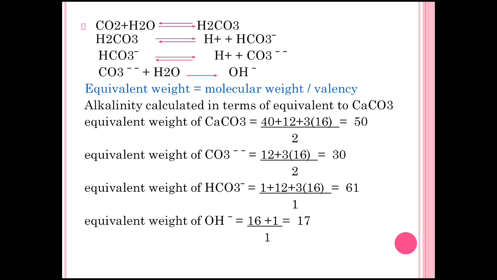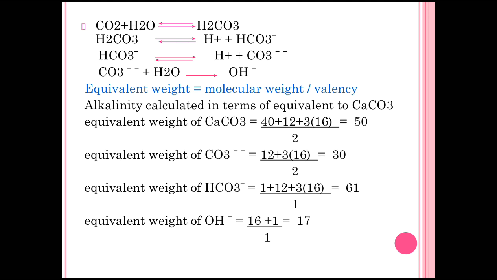Alkalinity is calculated in terms of equivalent to calcium carbonate. Whenever any impurity is present in a water sample, it is always calculated using standard calcium carbonate. We know that many salts are present, like iron, manganese, magnesium, calcium, all of these are present in a water sample, but we consider calcium and magnesium, because the percentage of calcium and magnesium salts present in water is the maximum compared to the others, so we calculate in terms of that standard, calcium and magnesium.